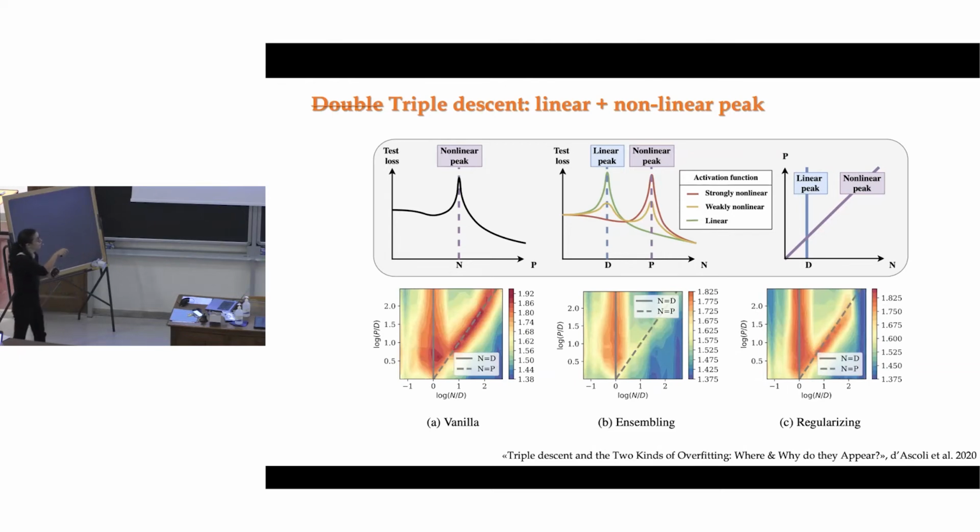And then what are the effects? Let's try to use the same tricks we were using before to see what happens to these two peaks. So this is the vanilla model, right? If I perform ensembling, or if I add regularization or early stopping, the only peak which is affected is the nonlinear peak. The linear peak is there. The linear peak disappears if and only if I turn off label noise. So the linear peak is there no matter what, it just depends on noise. The nonlinear peak depends also on training, apparently. So if you regularize or do some other stuff, it seems it goes away.